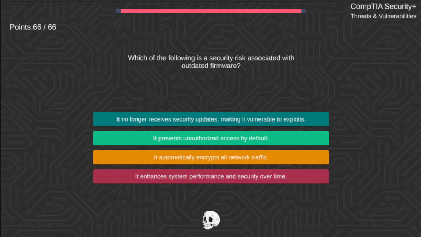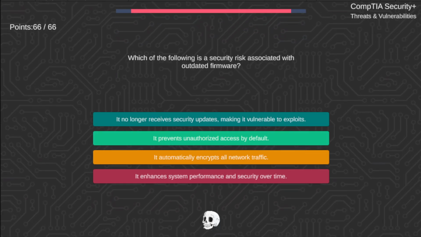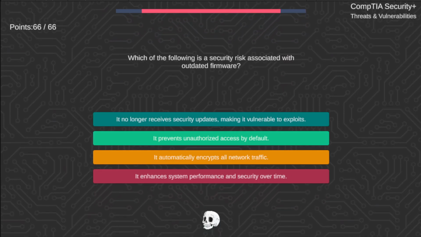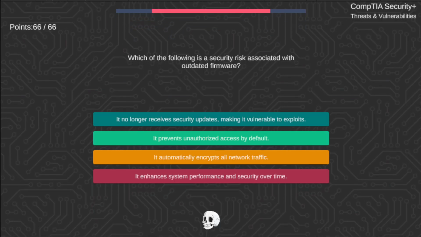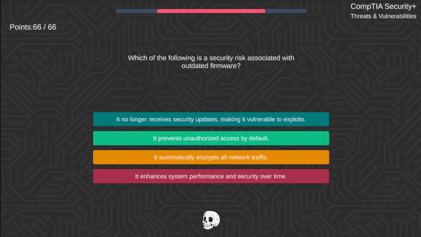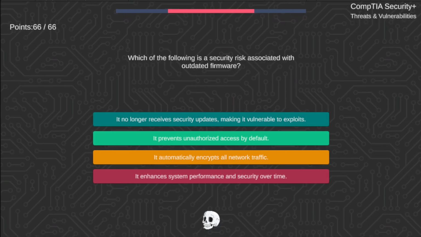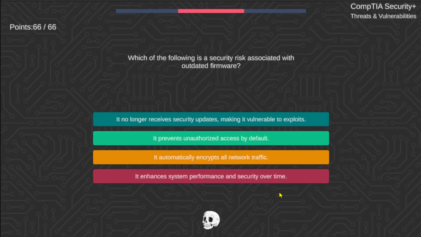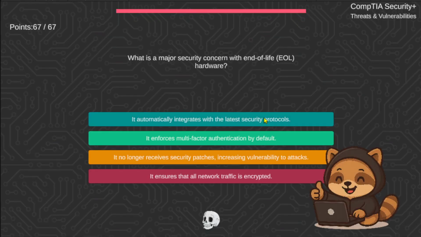Which of the following is a security risk associated with outdated firmware? It no longer receives security updates, making it vulnerable to exploits. It prevents unauthorized access by default. It automatically encrypts all network traffic, or it enhances system performance and security over time. Security risk associated with outdated firmware. Correct answer is it no longer receives security updates, making it vulnerable to exploits.